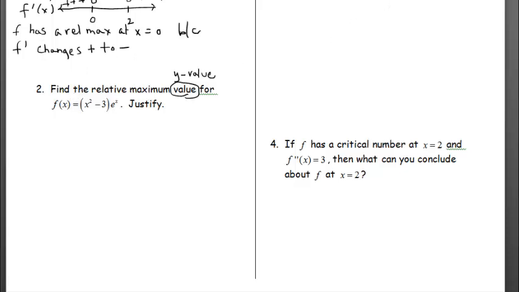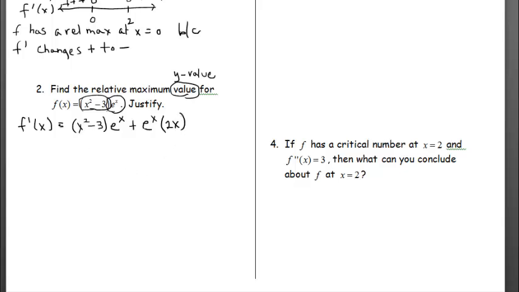So the first step is to find the derivative. When we study the structure of this function, we notice that we're going to have to use the product rule. This is our first factor and our second factor. So the first factor times the derivative of the second, plus the second factor, e to the x, times the derivative of the first, which is 2x.